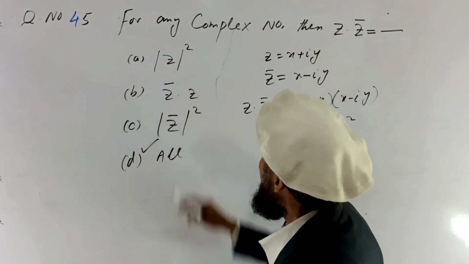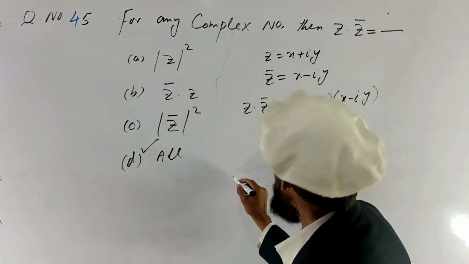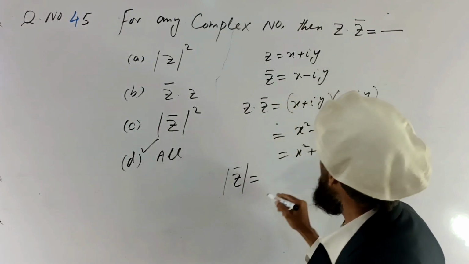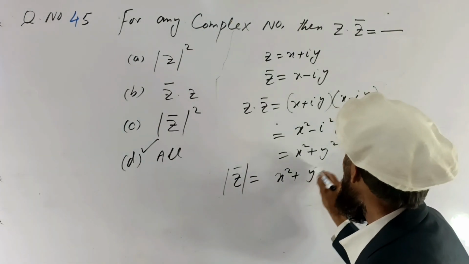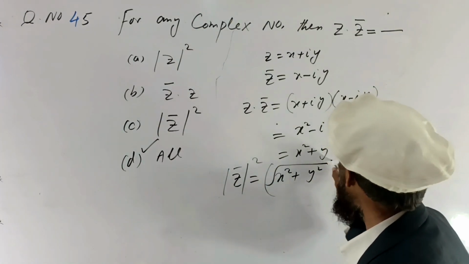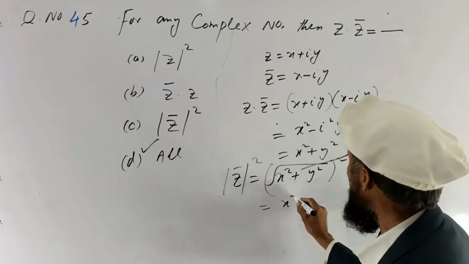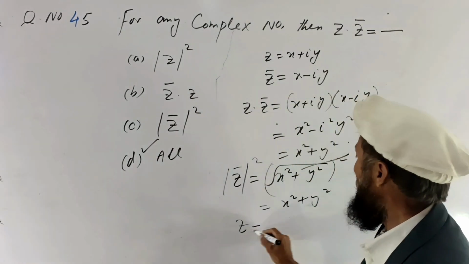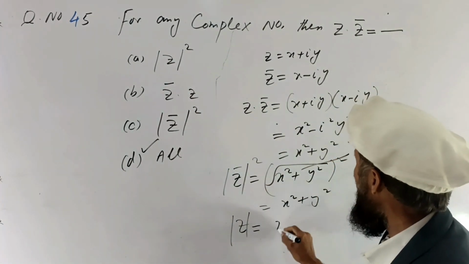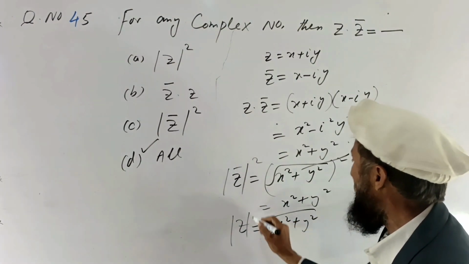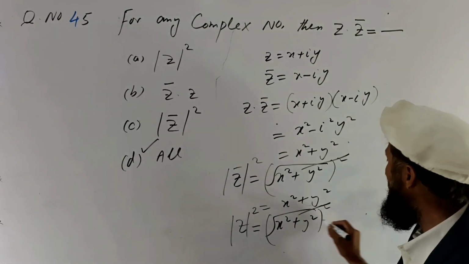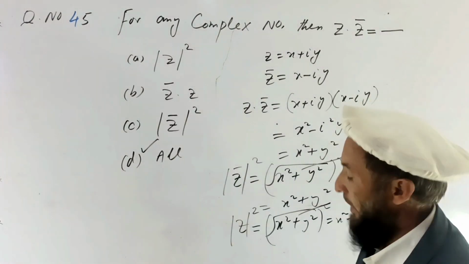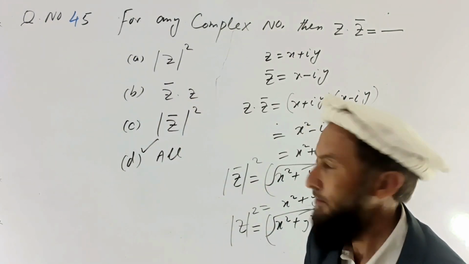So this result we find, if we have found z bar, is already this one. If we are finding the absolute value of z, it is the square root of x square plus y square; taking square on both sides, the result will be the same, x square plus y square. Similarly, if we find the absolute value of z bar, it is the square root of x square plus y square, taking square on both sides. So these results are the same, x square plus y square. So the correct answer is R.